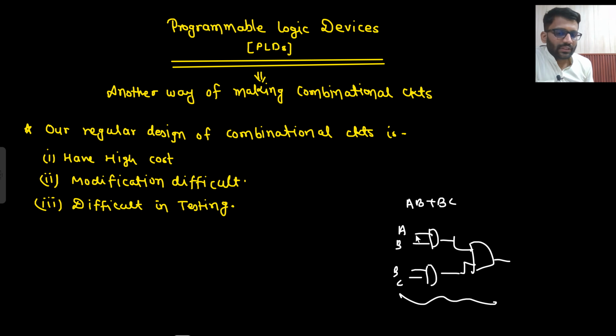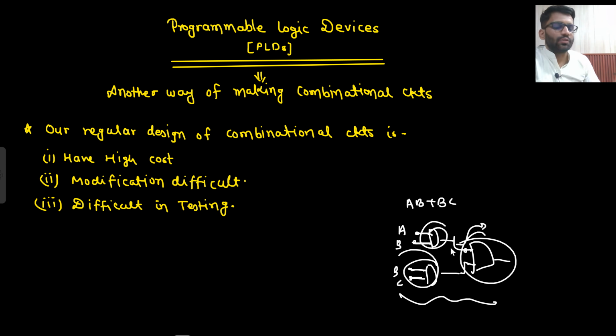Why is that so? Because if I am saying that this node is A, this node is B, this node is B, this node is C, so I am fixing it. These nodes are fixed. So I am fixing these nodes, and these output nodes which are being fed to the input of the OR gate, these are also fixed. So they are fused there. Now if they are fixed, then it is difficult in testing. I cannot change it. They are not programmable, they are fixed. Here the AND gate is also fixed and the OR gate is also fixed.